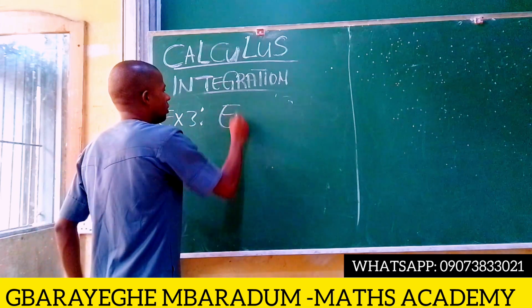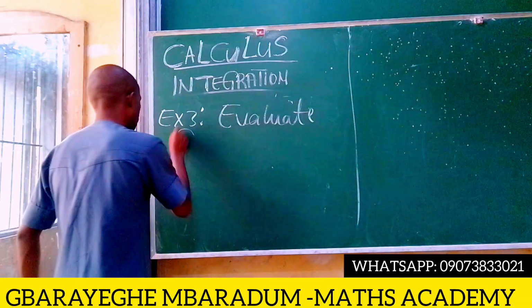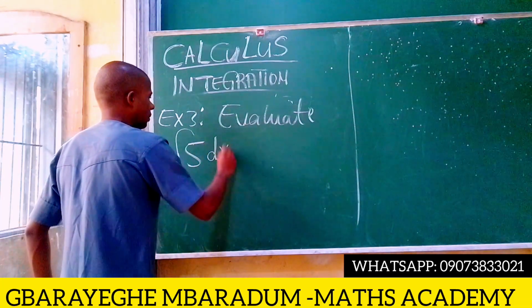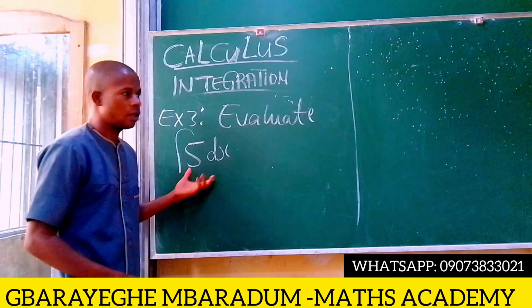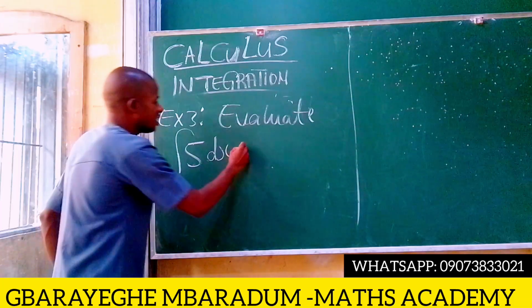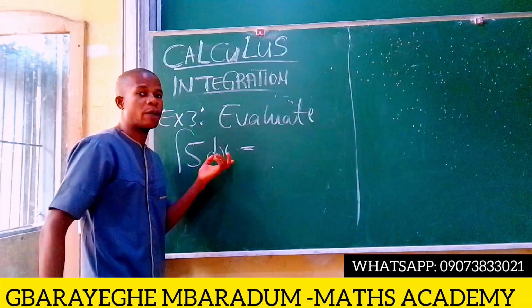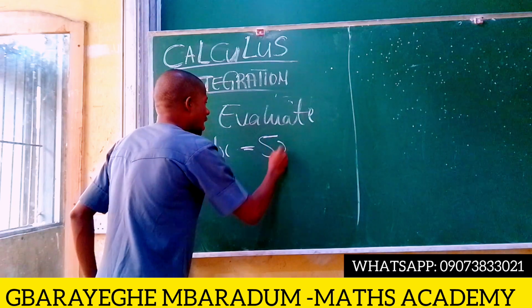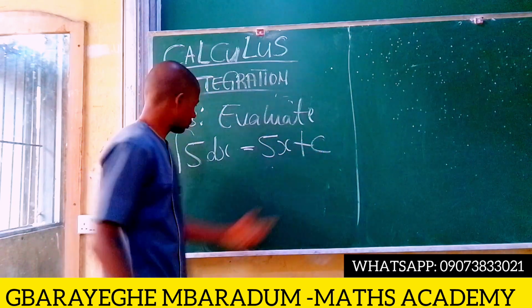So you should evaluate the integral of 5 dx. Now, for us to evaluate this integral of 5 dx, know that this 5 does not have a variable of x. Since it's a constant, in integration we multiply it by the variable we are integrating with respect to. So this is going to be 5x plus c, which is a constant of integration.